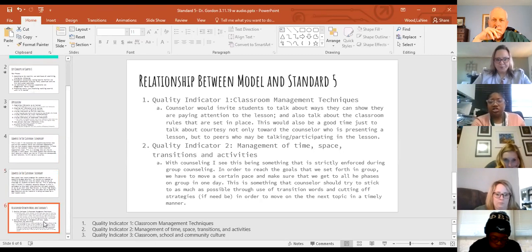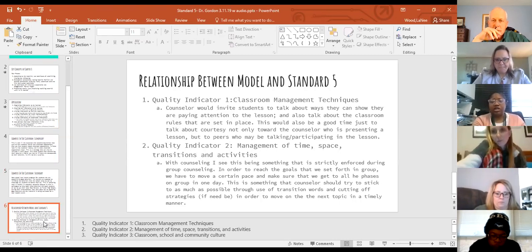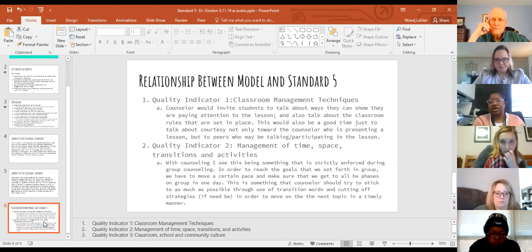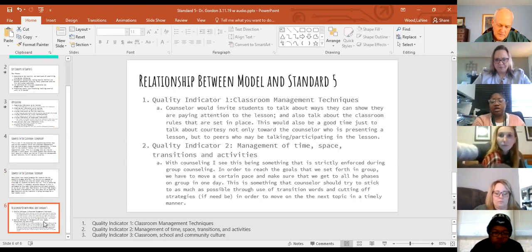And then the relationship between the model and Standard 5. For quality indicator 1, the counselor could invite the students to talk about and show how they're paying attention in the class, what they're doing to be courteous, and what they're doing to participate in a particular lesson. It's particularly useful if that class is having behavior issues.